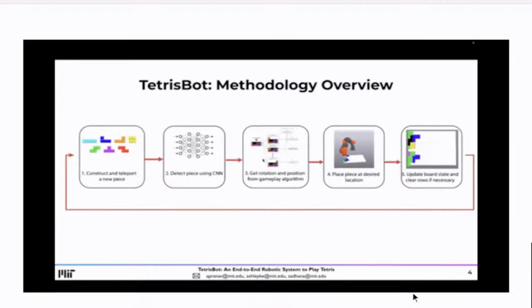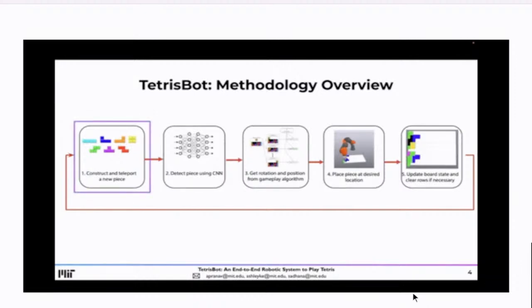So here's a brief overview of the methodology of TetrisBot. We first construct and teleport a random piece, and then we detect said piece using a convolutional neural network. We pass whatever our detection algorithm returns to the gameplay algorithm, which returns a rotation and a position. We transform that into board coordinates and then place that piece at the desired location, and then we update our board state if necessary.